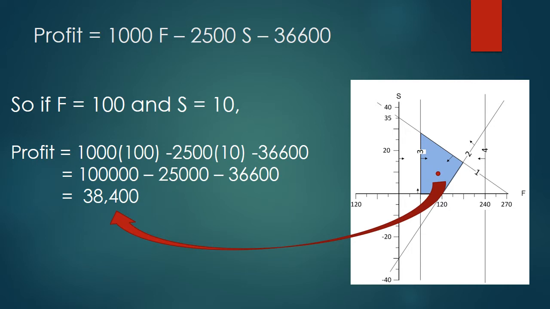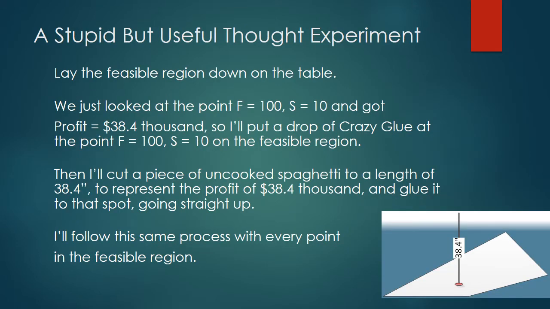That's the question we want to explore, and I'm going to do it in a rather strange way. Right now you're looking at the feasible region standing upright on your screen. I'd like you to imagine laying it down on the tabletop, something like this. Now that red dot that we had a moment ago at F equals 100, S equals 10 is still there, and what I'm going to do is pull out a big long piece of uncooked spaghetti and cut it to a length of 38.4 inches to represent the $38,400 of profit that we make at that point. Then I will glue it right on top of that red dot, standing straight up in the air.